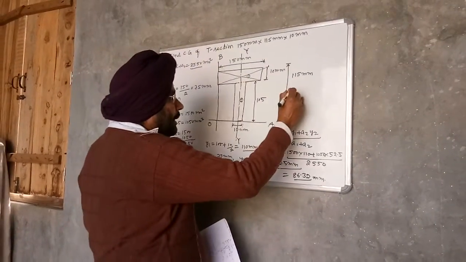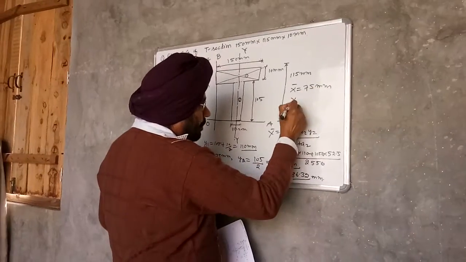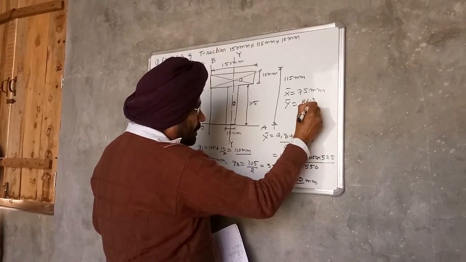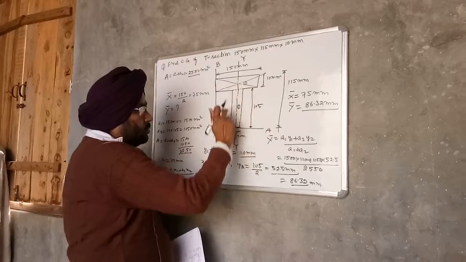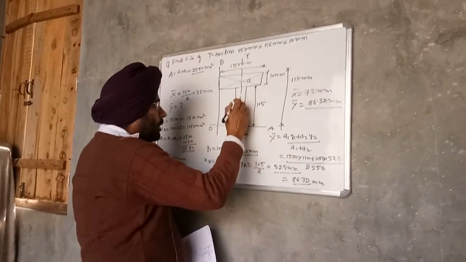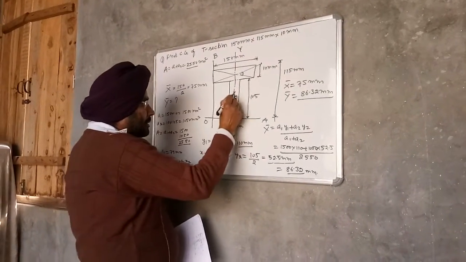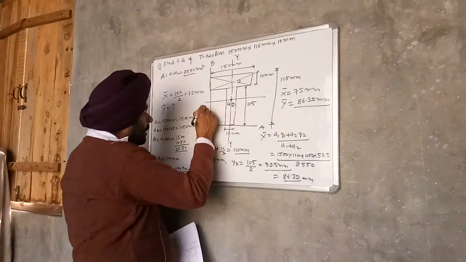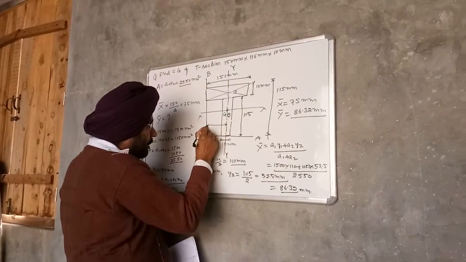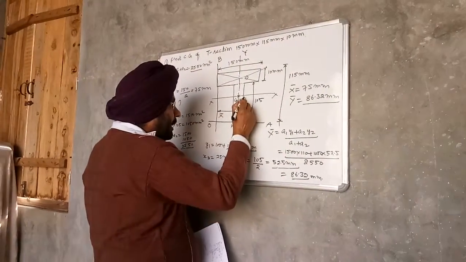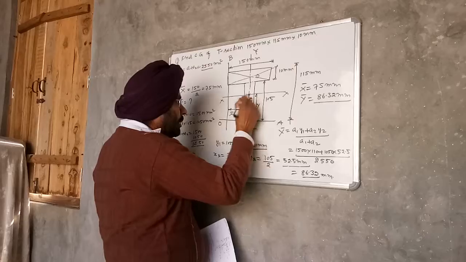So x bar is 75 millimeter and y bar is 86.32 millimeter. So this is the CG of this T section. This is the x axis and this is the y axis, and this value is x bar, 75 millimeter, and this is y bar. So y bar is 86.32 millimeter.